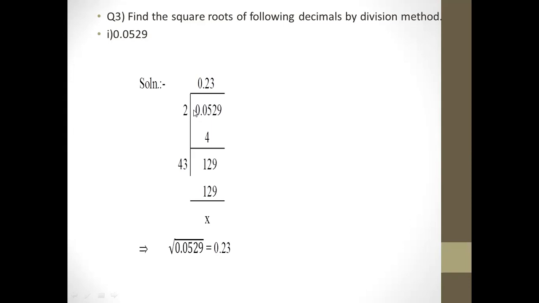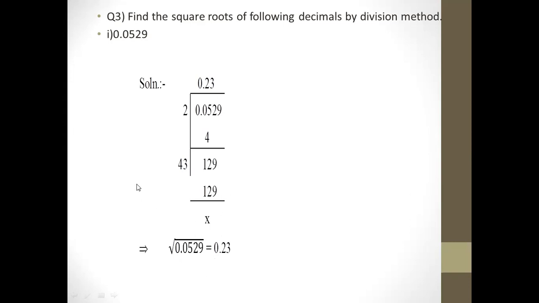So 5, 2 2s are 4. 5 minus 4 is 1, and 29 comes down. This 2 plus 2, you get 4, and with 4 you have to check. First you write 1, 41 multiply 1, 41, which is less than 129, then 42 multiply 2, that will be less than 129, then 43 multiply 3, you get 129.